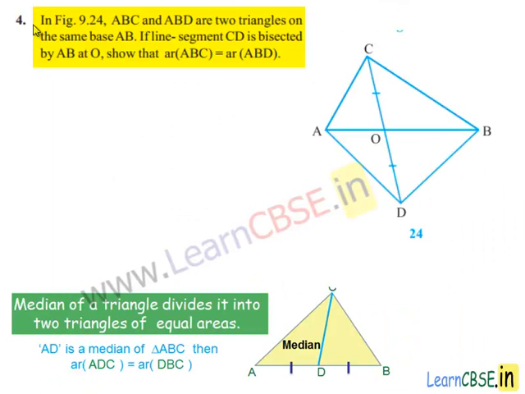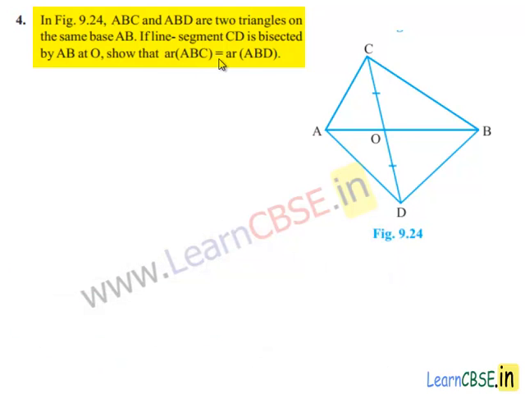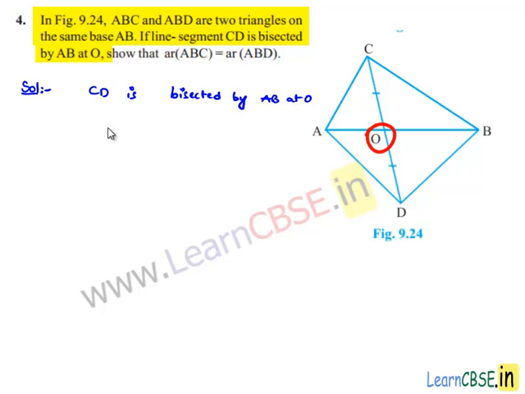Moving on to the 4th question. In figure 9.24, ABC and ABD are two triangles on the same base AB. If line segment CD is bisected by AB at O, show that area of triangle ABC is equal to area of triangle ABD. Now moving on to the solution. It is given that CD is bisected by AB at O. Therefore, we can say that OC is equal to OD.